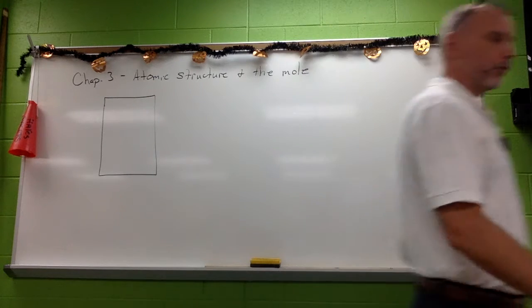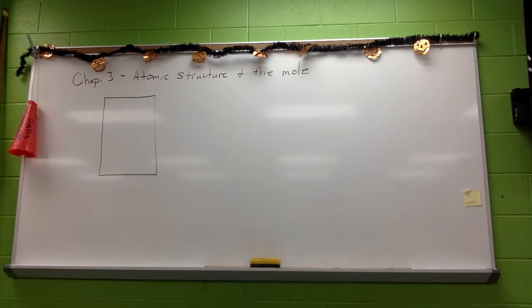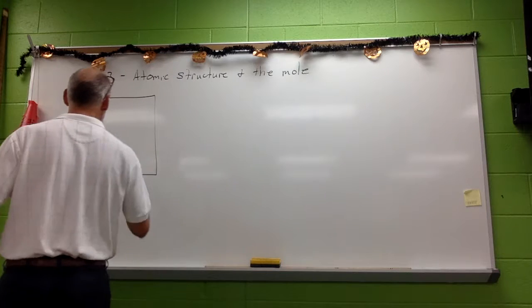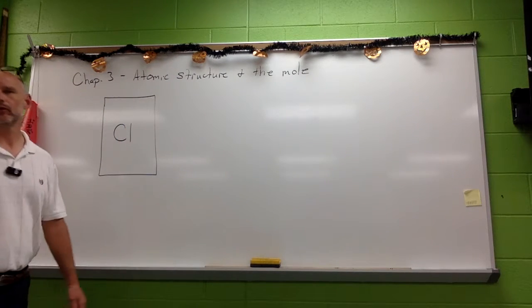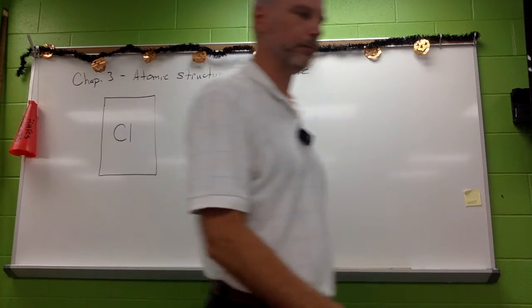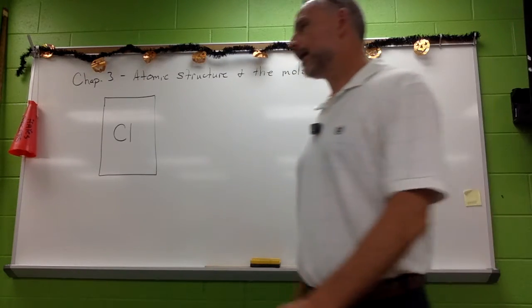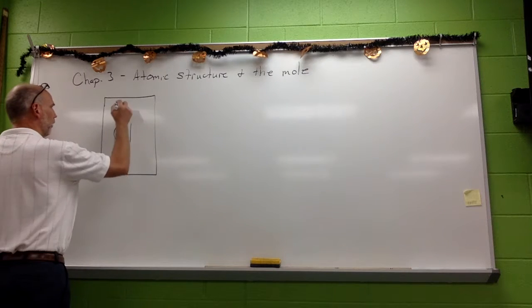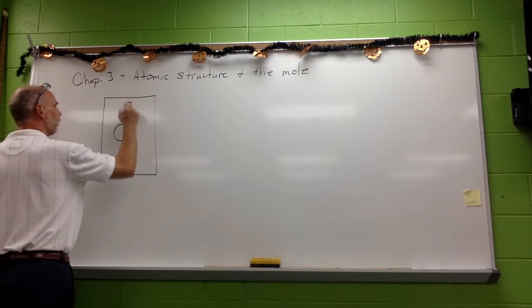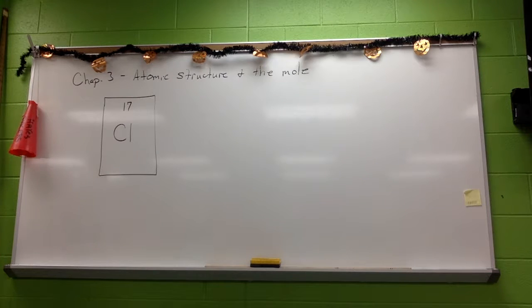So what we're going to do is look at one of the blocks on the periodic table. I'm just going to pick, actually not randomly, the element chlorine, which as you all know has the symbol Cl. And many periodic tables have other information on there. Many of them will have the atomic number. We'll get to that. They'll have a number.